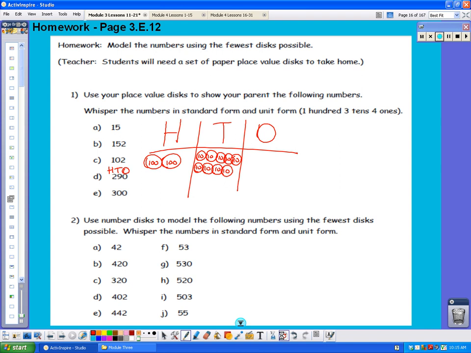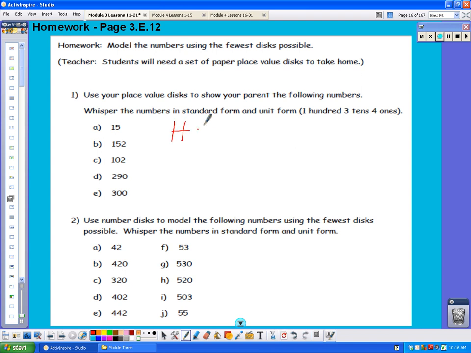And let's do our final number, 300. Draw my chart and label. I have 3 hundreds, 0 tens, so I'm not going to put anything in our tens place, and 0 ones. So again, this will be left blank. So to say this number in unit form, we would say 3 hundreds.